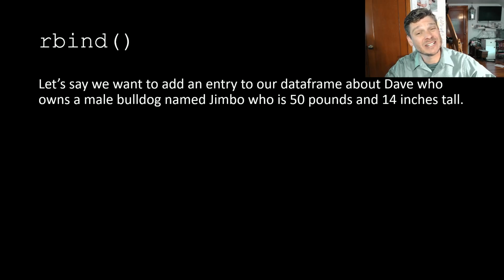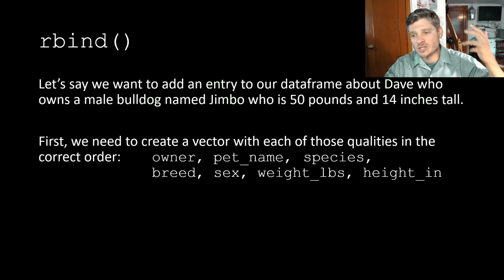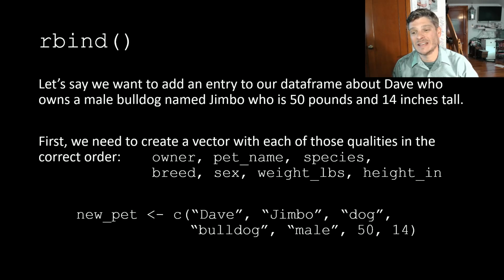Well, the first thing I'm going to need to do is take all that information that was just in that sentence and put it into a list or a vector in the proper order that my data frame already is in. So my data frame's variables, in the order given, were owner, pet name, species, breed, sex, weight, and height. Which means if I want to create a vector or a list for a new pet, I'm going to have to go in order.